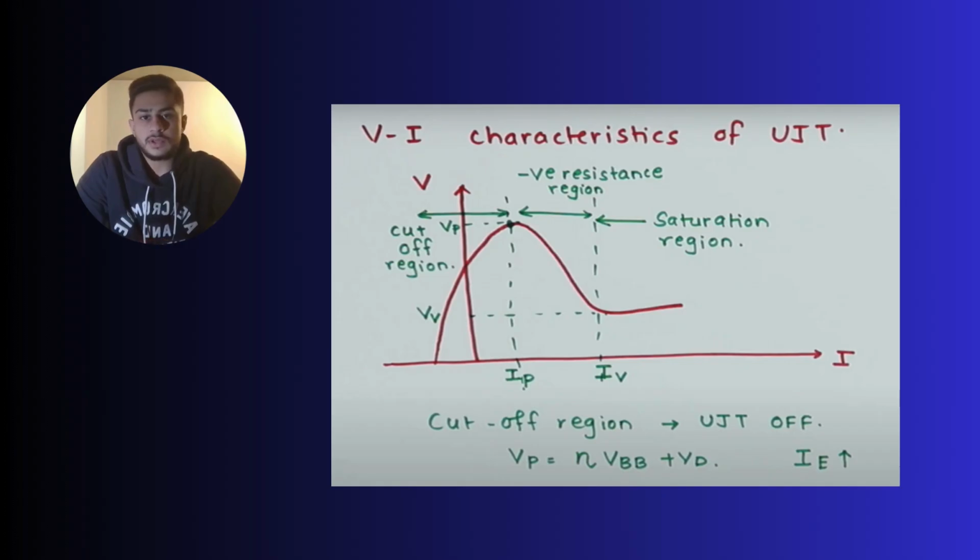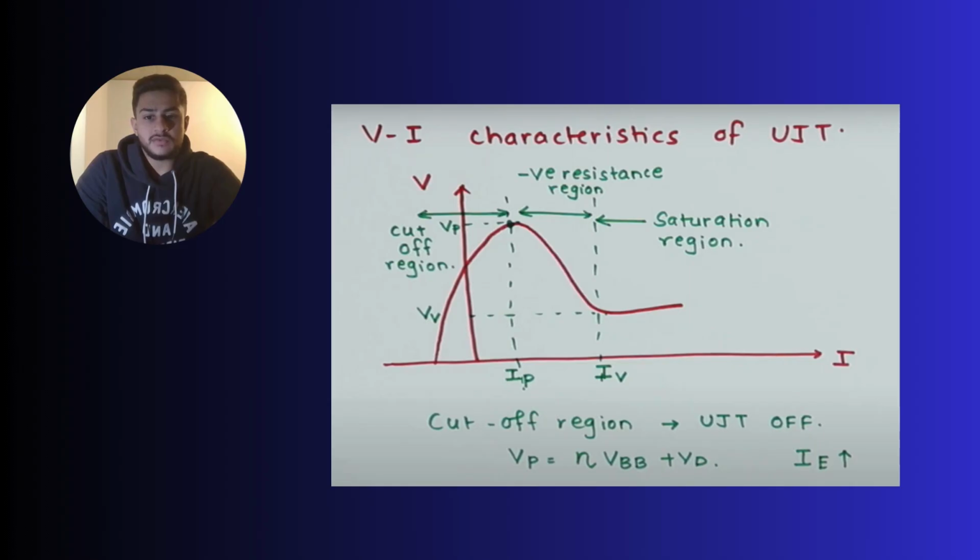Now we are going to dig into the VI characteristics of a UJT. As you can see, the region to the left of the V peak is called the cutoff region, where the UJT would be off, since the voltage at the cathode terminal of the diode is eta times VBB, and the supply voltage is less than that. Here, the diode would be reverse biased. However, at V peak, the UJT would be on.